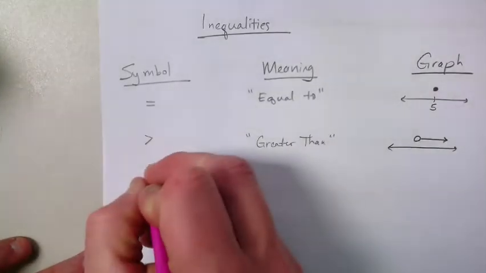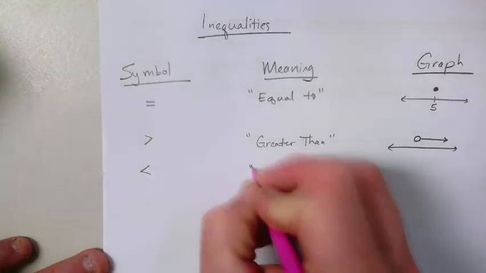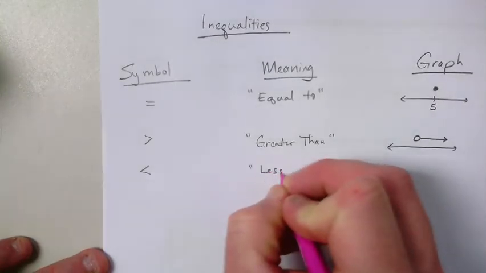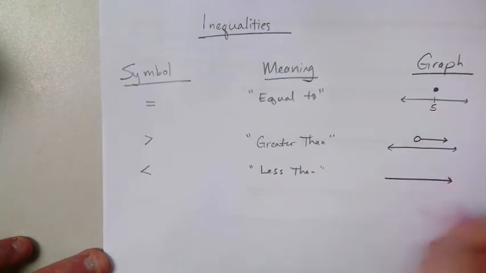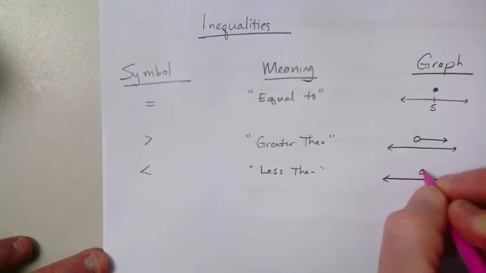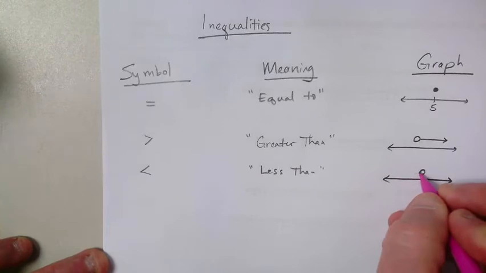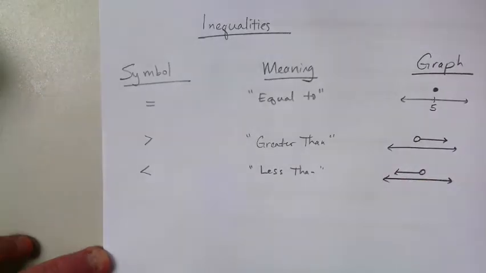The next one I'm going to put down is this one, and you can probably guess. This would be less than. Again, on a number line, it is not equal to, so it's an open circle, and we're going to the smaller portion where the smaller numbers are, which would be less than.